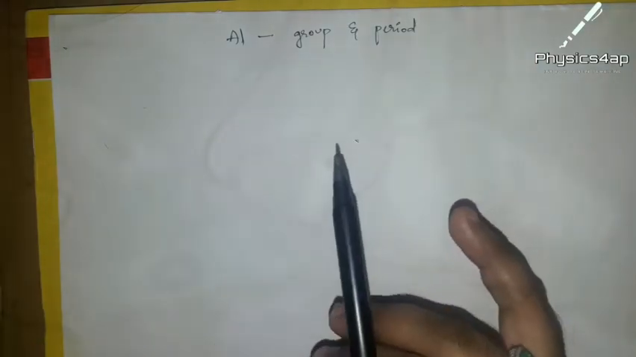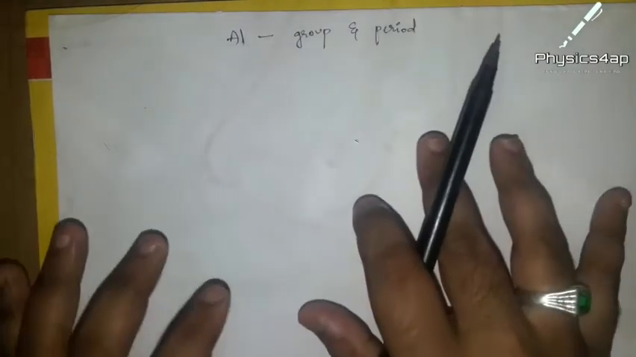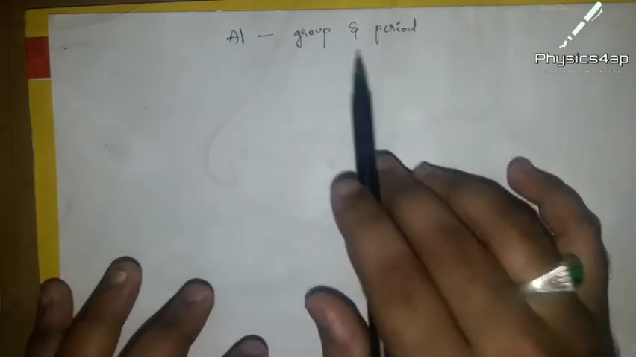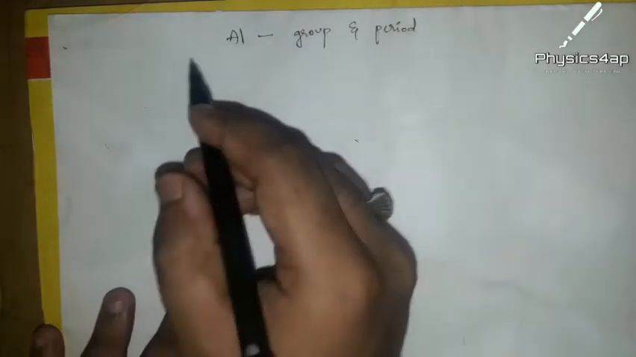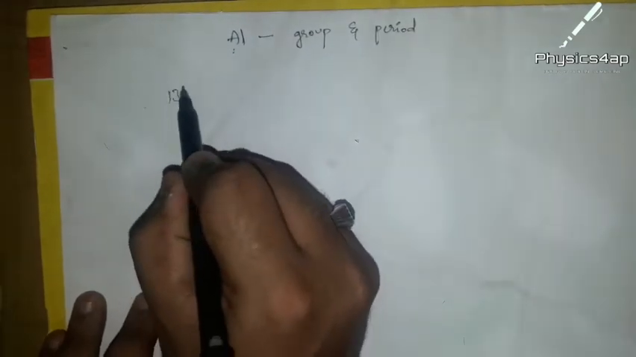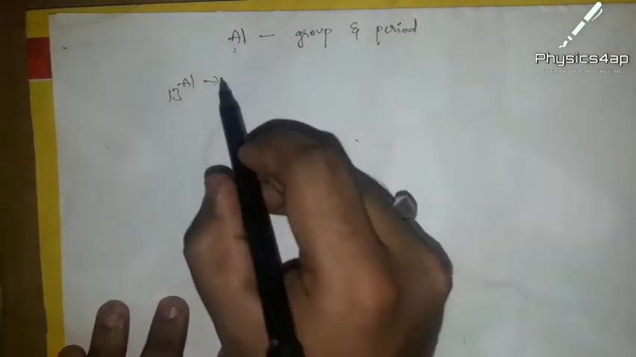We have a technique here which works for elements below 20, so we can find in which group and period they exist in the periodic table. For example, we have taken aluminium. Aluminium's atomic number is 13. So first we need to write the electronic configuration of aluminium.